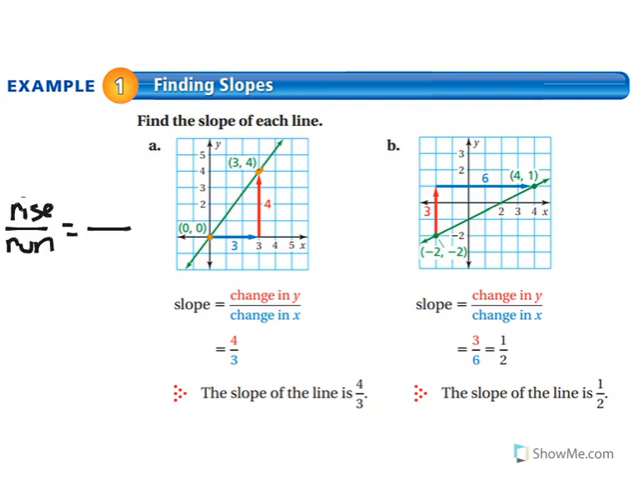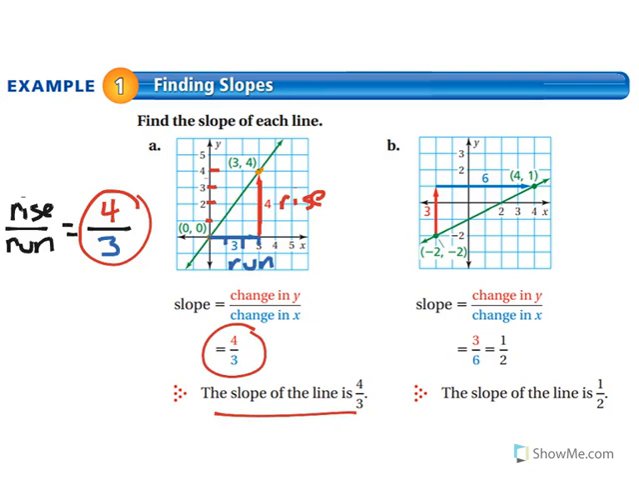Starting at 0, 0, you'll notice that we're going to go over three squares. And each of these squares is worth 1. It goes 1, 2, 3. So we went over 3, so that's our run. And then we went up 4 squares. And again, that's 1, 2, 3, 4. So our rise is 4. So in this case, our slope is 4/3.